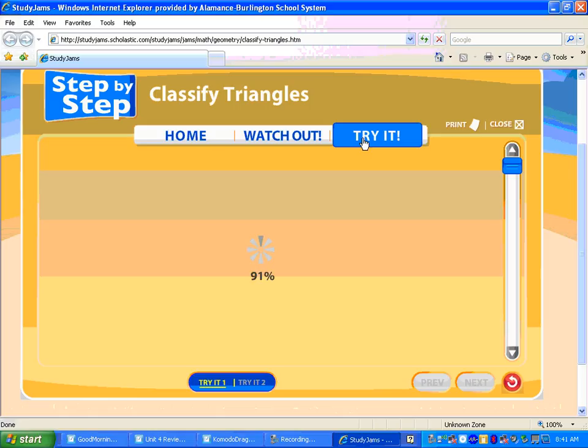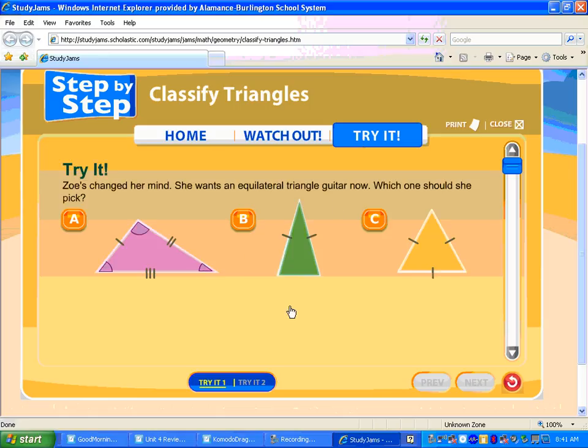All right, let's try this real quick. Zoe's changed her mind. She wants an equilateral triangle guitar now. Which one should she pick? Okay, fingers. A is 1, B is 2, C is 3. You tell me. I have mostly 3 saying that C is an equilateral triangle. And that's it. C is an equilateral triangle because it has 3 equal sides and 3 equal angles. Triangle A has no equal sides or angles, and triangle B has only 2 equal sides and 2 equal angles.